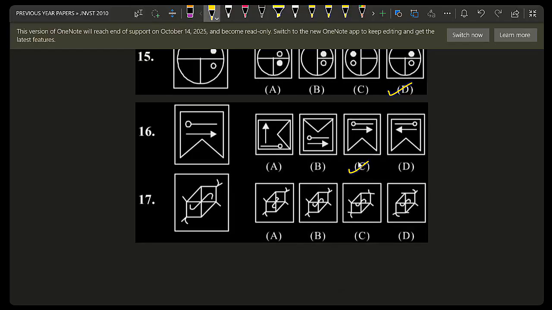And 17th one, option A is wrong. Why? Because this is not matching. So you can go by elimination method. Option B, yes, option B may be correct. But C, if I check, C is wrong because this part is not matching. D also wrong because this extra part is there, here it is not there. So after eliminating the other options, D is correct.